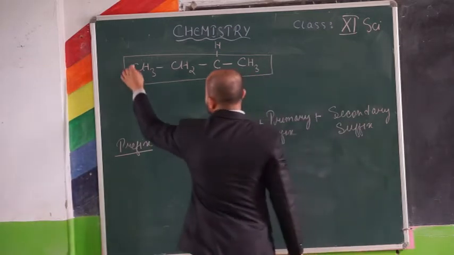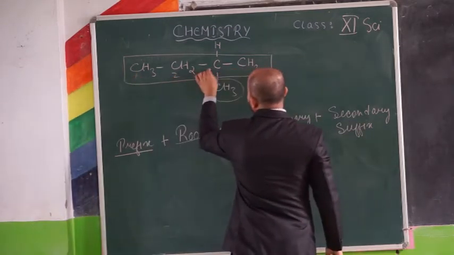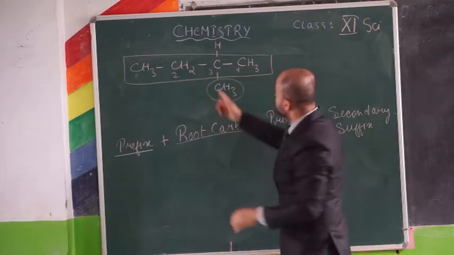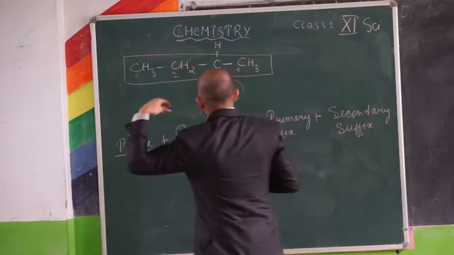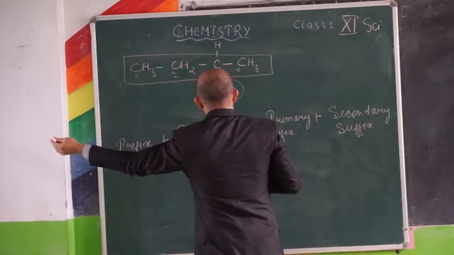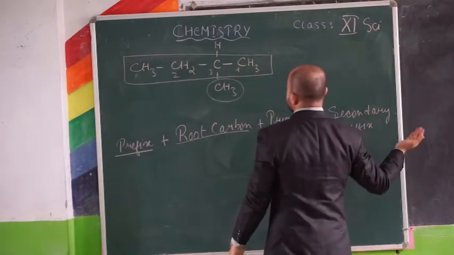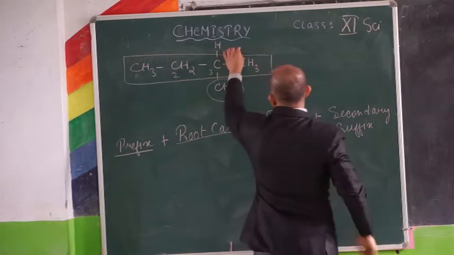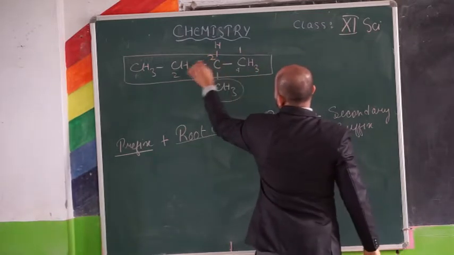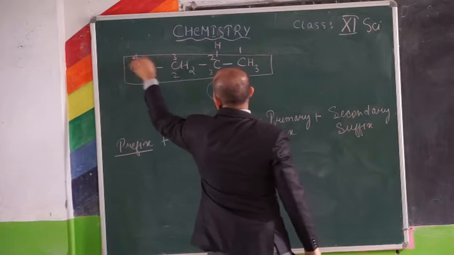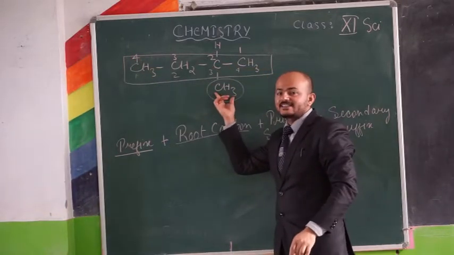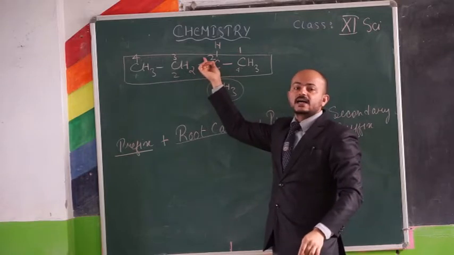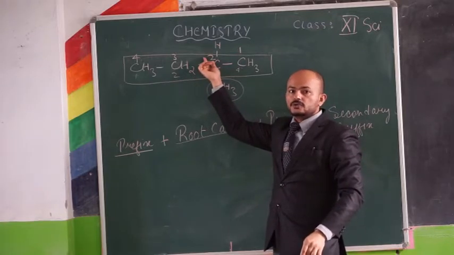So if I start numbering from this side, 1, 2, 3, 4, this carbon comes at carbon number 3. That is if I number it from the left hand side. If I number it from the right hand side, then 1, 2, 3, 4, this particular carbon to which this CH3 is attached comes at carbon number 2.